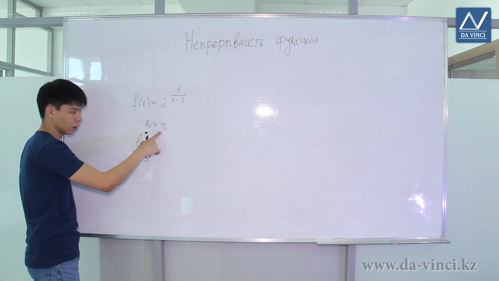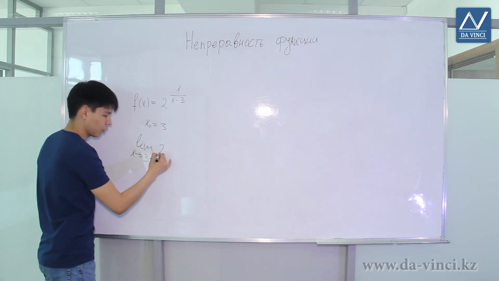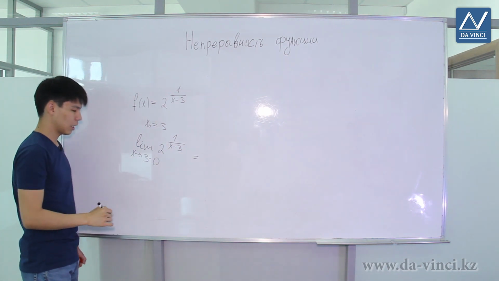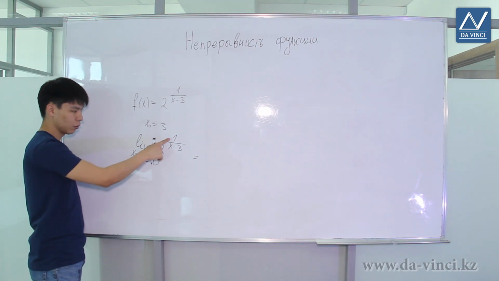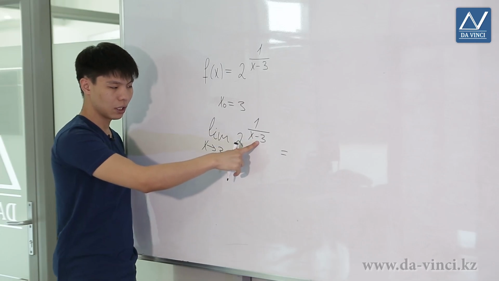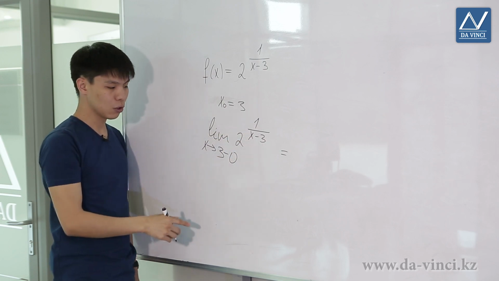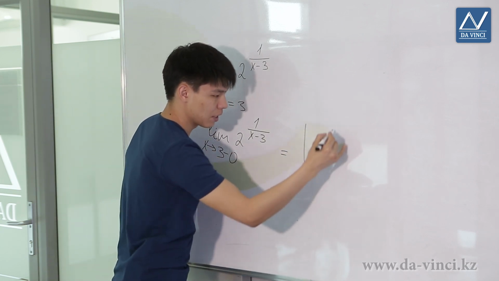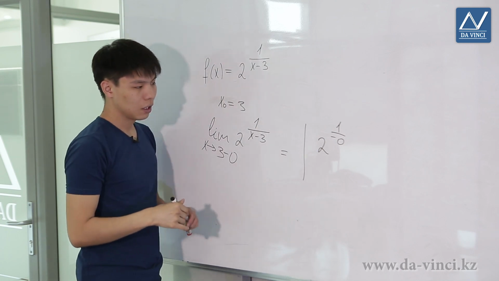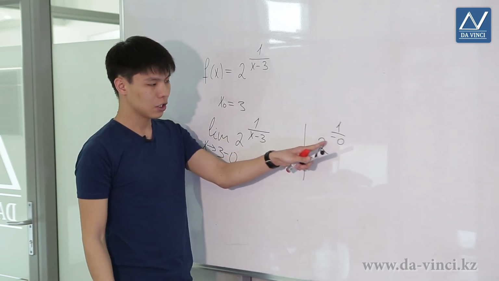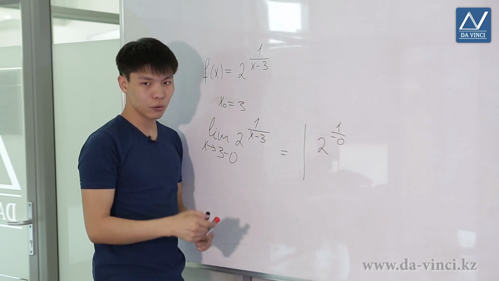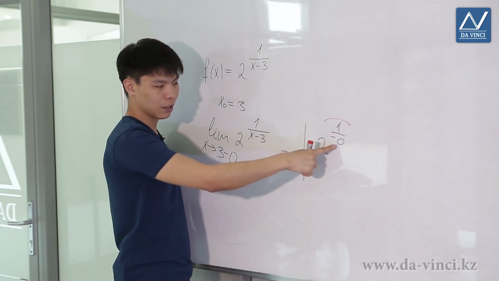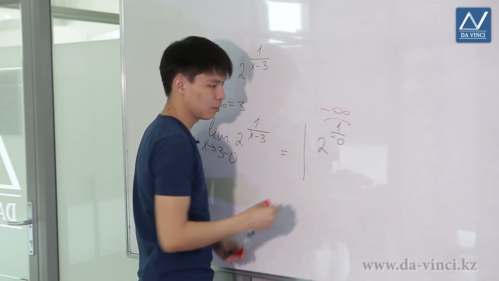X approaching 3 from the left, that is 3 minus 0, of 2 to the power of 1 divided by x minus 3. Let's calculate. If instead of x we put 3 minus 0, we will have here 3 minus 0 minus 3. 3 will go away. There will be 1 divided by minus 0. Let's write it down conditionally: 2 to the power of 1 divided by minus 0. 1 divided by a very small negative number. If we divide by a very small number, then we get a very large number. If negative, then it will be with the minus. That is 1 divided by minus 0 is minus infinity.